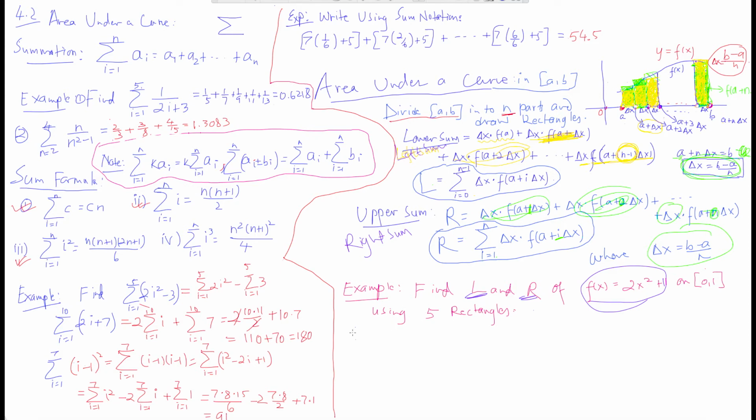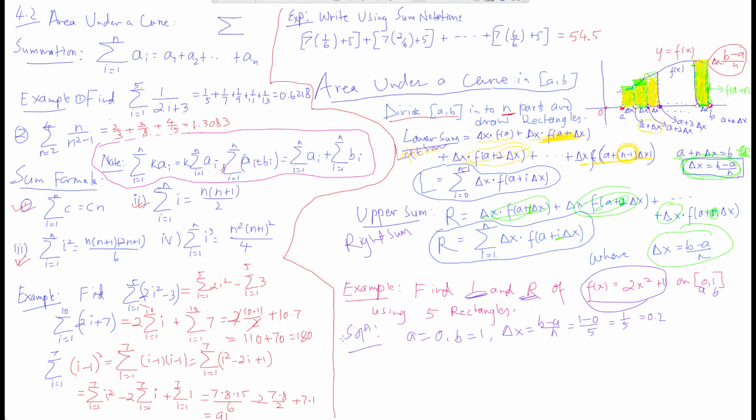So here, solution. Tell me, what is a? a is the left side of the interval. This is a, this is b, right? a is 0, b is 1. So tell me what will be delta x. What is the formula? b minus a over n. How many rectangles do you want to make? 5, right? So it is 1 minus 0 over 5. That is basically 1/5, or you can write 0.2. That is the delta x. So each of these widths will be 0.2.